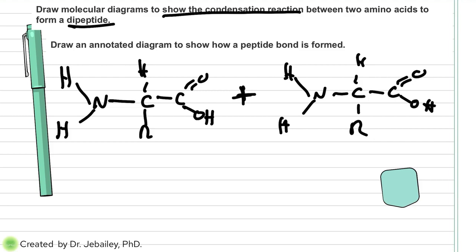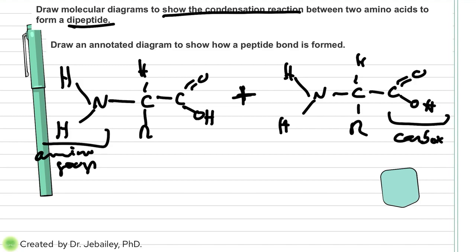If you want, you can go ahead and label this as the amino group. And you can label here in the corner the carboxyl group. Sometimes you do get points for doing this label. Next, I would do a dotted line surrounding these two here. Why? Because it means these two are going to combine.